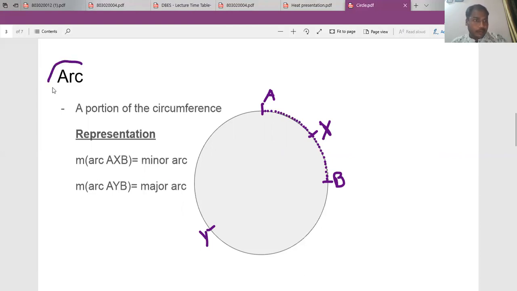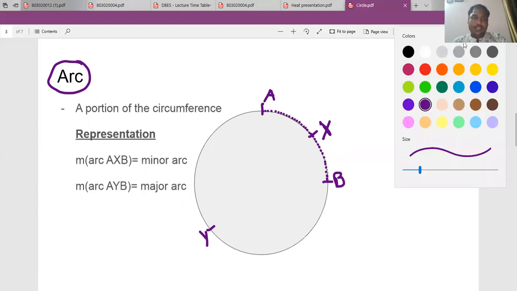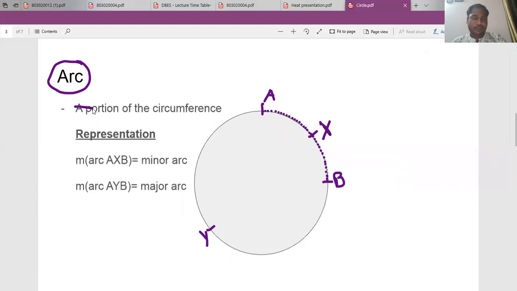The word arc means a very, very important thing. The arc is a very, very simple thing. If you want to understand the arc, just try to understand if you know the circumference. If you know the circumference, you will all get the idea about the arc also. How? The arc is nothing but a portion of the circumference. So you all can say that arc is nothing but a portion of the circumference.